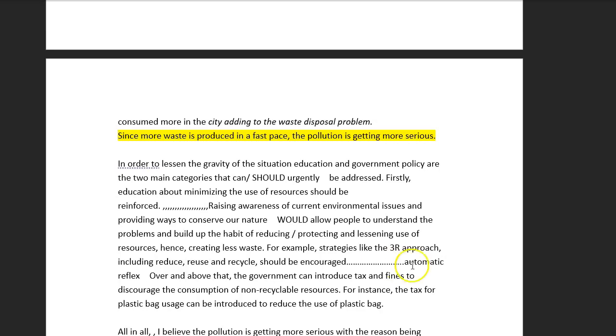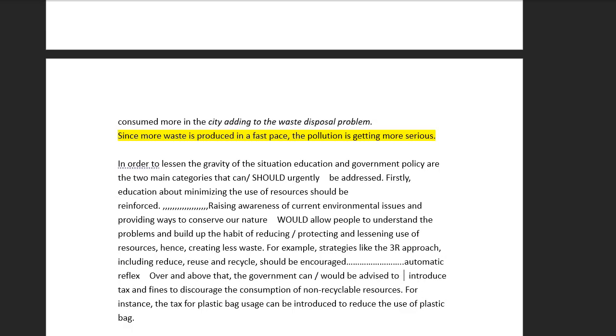Over and above that, government here. So stronger modal verbs would be advised to, here's a nice passive in there, would be advised to introduce taxes and fines to discourage the consumption. For instance, tax plastic bag usage has successfully been introduced, actually, been introduced to many European countries in order to reduce the use of plastic bags. Good. Okay, that could be your little example there.